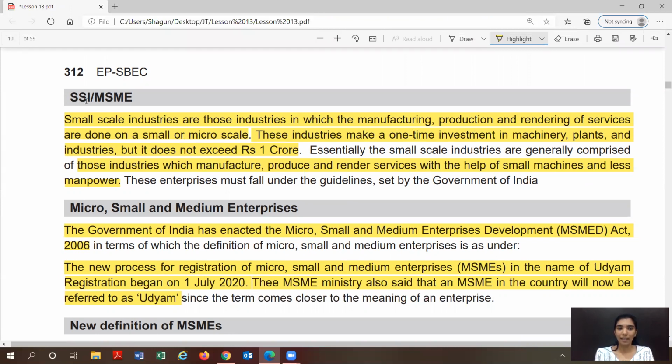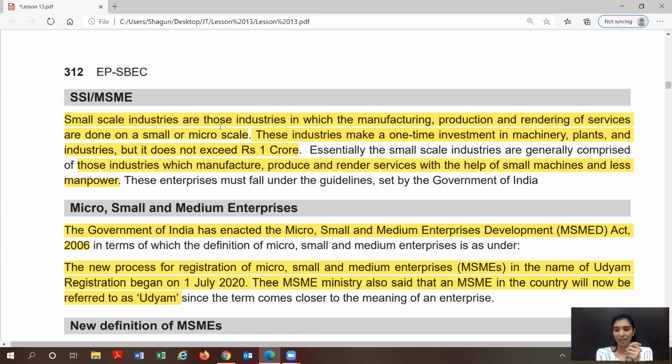So this SSI, small scale industry, or micro, small and medium enterprises, नाम से ही समझ आता है छोटे-छोटे businesses हैं जिनका one time investment होता है machinery, plants and industry में, but it does not exceed rupees 1 crore, and they are involved in manufacturing, production and rendering of services on a small or a micro level. So these are called small scale industry or micro, small and medium industry.